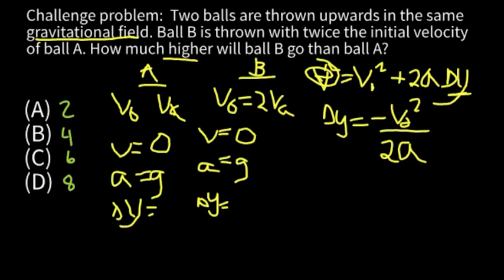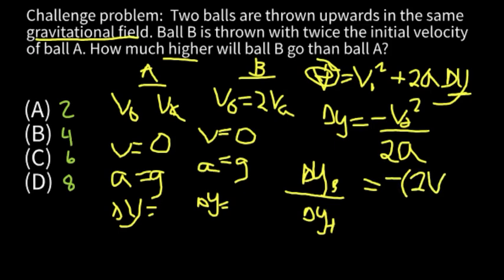So let's do a little bit of division. I want to do this problem in a more formal way. So we're going to take delta y of ball B and divide it by the delta y of ball A. We know the initial velocity of ball B is going to be negative twice the initial velocity of A, squared, divided by 2g, and for ball A we're going to have negative VA squared divided by 2g.